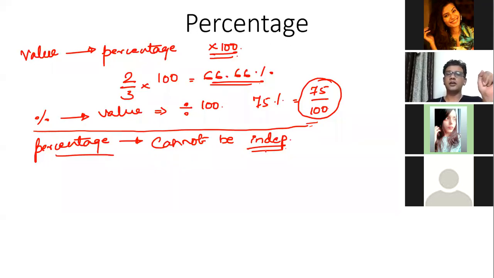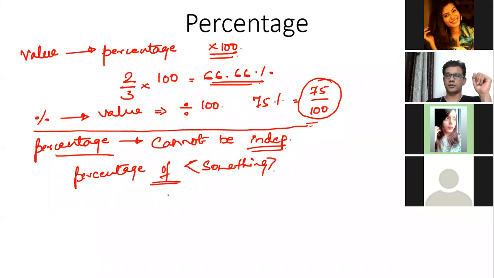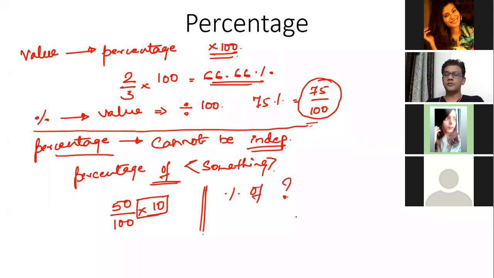So percentage cannot be an independent entity. It has to be percentage of something, right? So when I say 50%, it doesn't make sense. If I say 50% of 10, then it makes sense, because now I'm asking you to give me 50% of 10. So this value is very important when I'm dealing with percentage. Percentage alone as an independent will never ever make sense. Are we all clear till here? So whenever someone says percentage, the first thing that should come to your mind is: percentage of what?